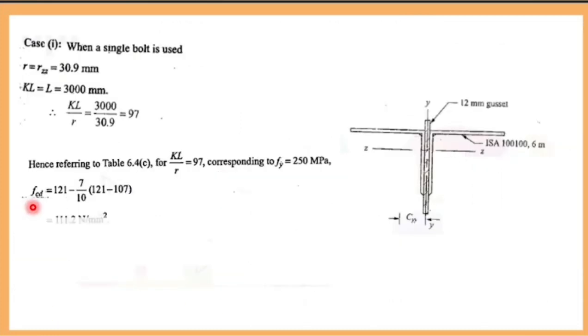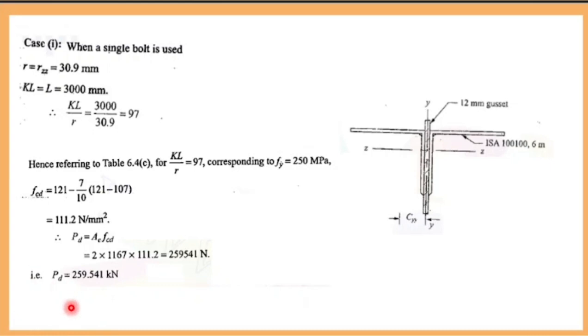FCD can be found out: 121 minus 7 by 10, 121 minus 107, you will be getting 111.2 Newton per mm square. If you substitute this in FCD, you will be getting 259 kilonewton. This will be your design load. PD is the design load, and you can find the working load by dividing that by 1.5. So this is your design load.